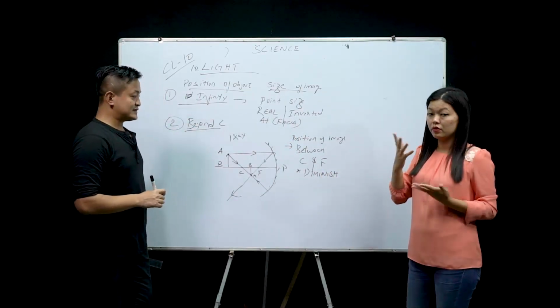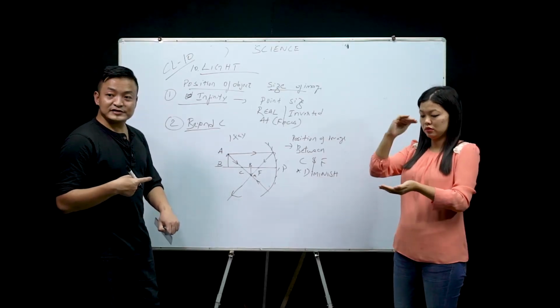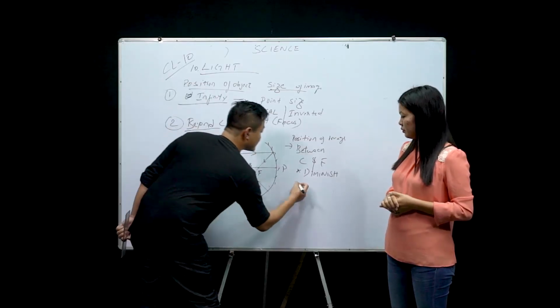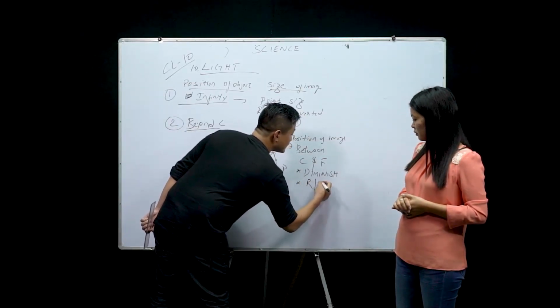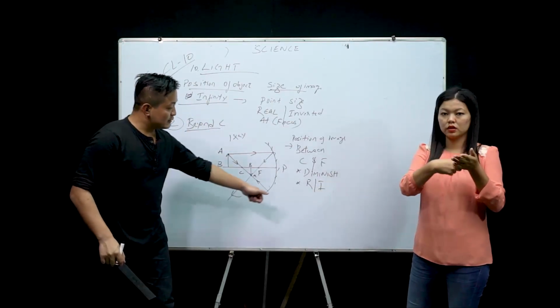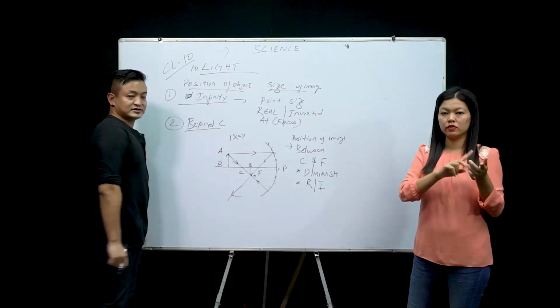Clear? The size is diminished. And then since we got the intersection, we will say it is real inverted. Okay, I've just written RI. Now, the R means real, I means inverted. See, this is an inverted image.